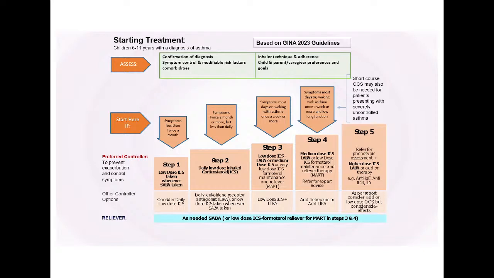Now coming to step 3, symptoms most of the days or waking with asthma once a week or more. Almost daily he has symptoms, and night time awakening is also there. Then we have to start low dose inhaled corticosteroid and long acting beta agonist.